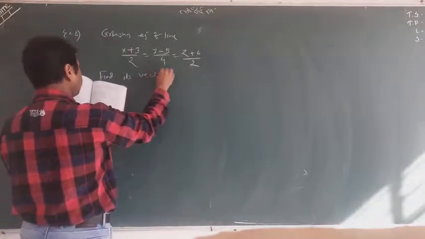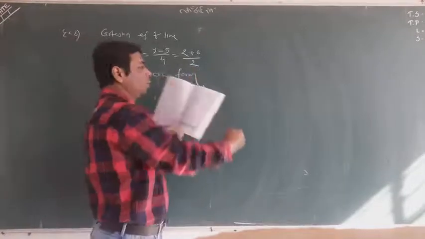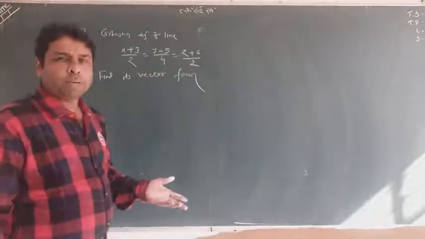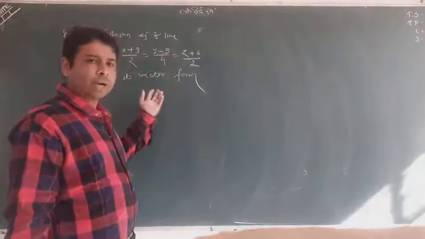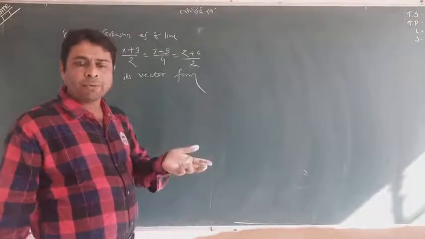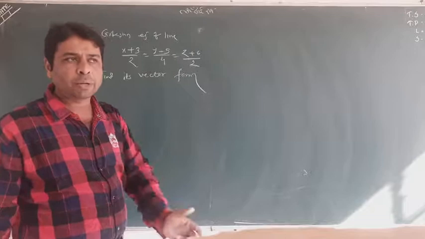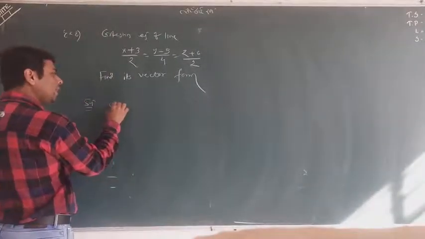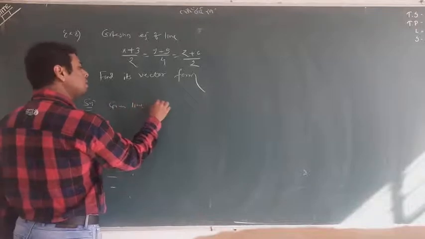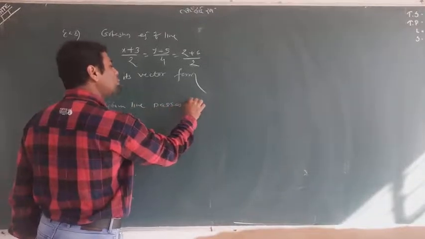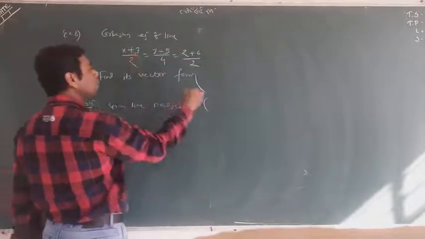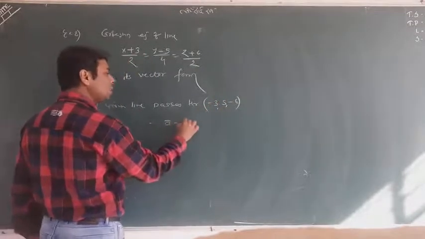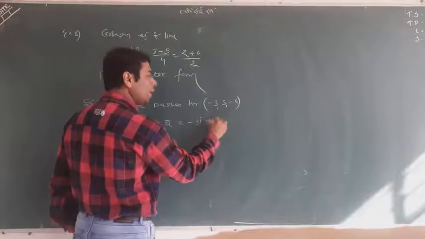This is the question. It's again a silly question because you know it's a Cartesian form, you need a vector form. And the vector form of a line is r = a + λb. Two things we need. So I will start. The given line passes through which point? (-3, 5, -6). So one can understand a = -3i + 5j - 6k.